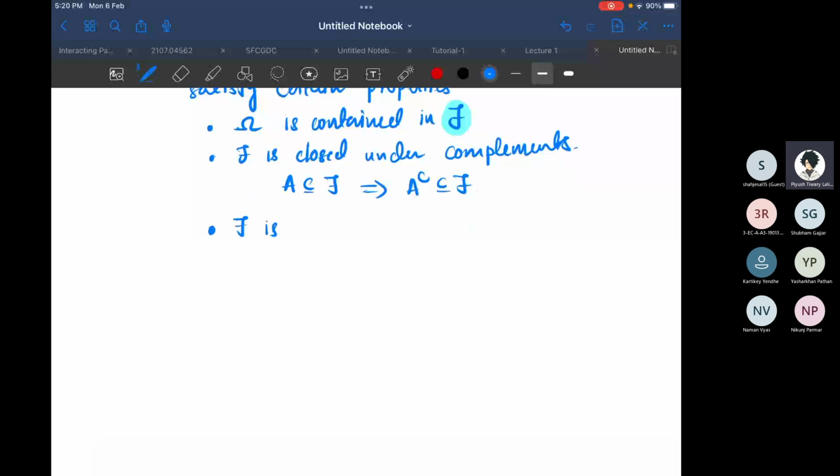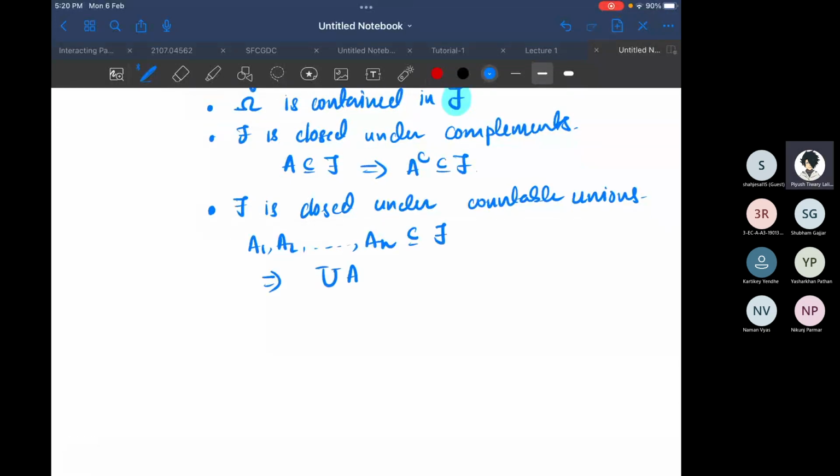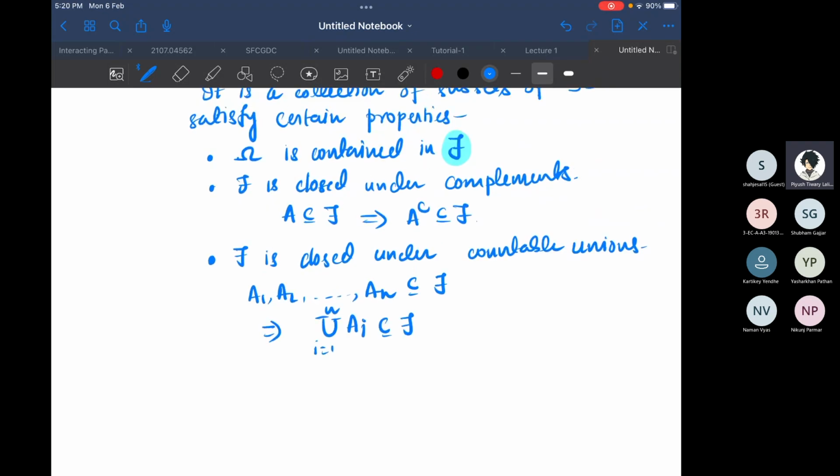What does this mean? Let's say A1, A2, up to AN are subsets of F. This implies that the union of Ai, i equal to 1 to N, should also belong to F. This is what it means. So you see these words, right? Closed under union, closed under countable union, closed under complement.